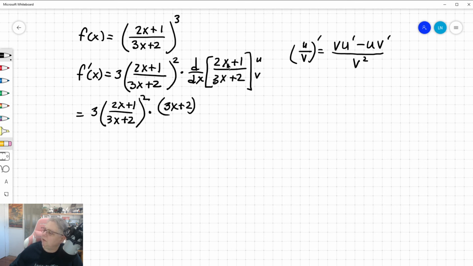So the derivative of 2x plus 1: the derivative of 2x is 2, and the derivative of 1 is 0. Minus the top, 2x plus 1, times the derivative of the bottom. So the derivative of 3x is 3, and the derivative of 2 is 0. All over the bottom squared.